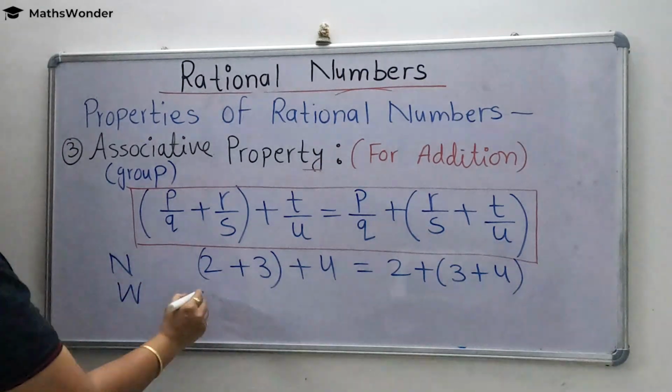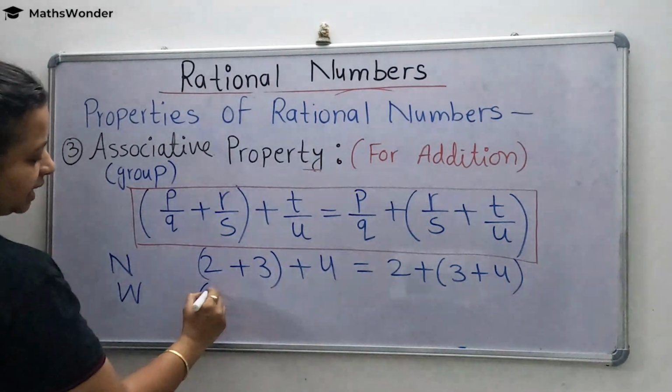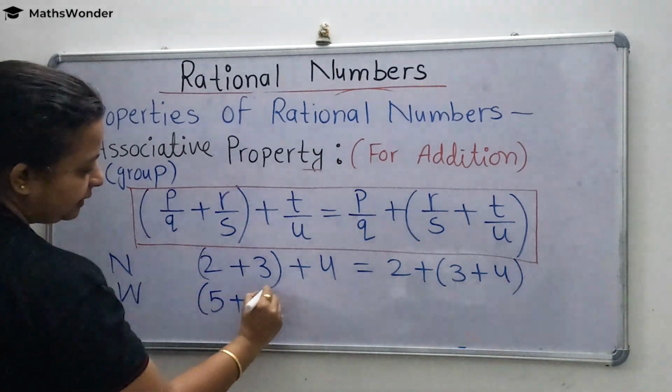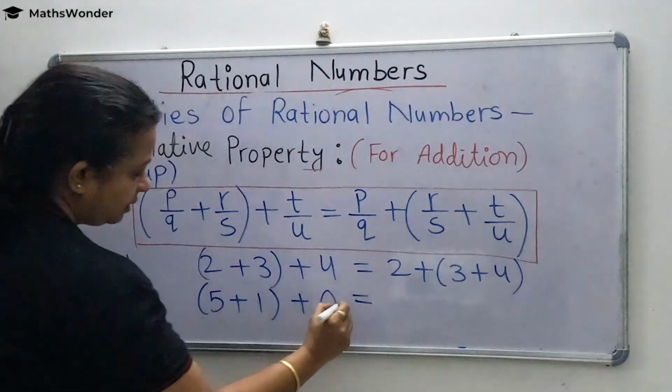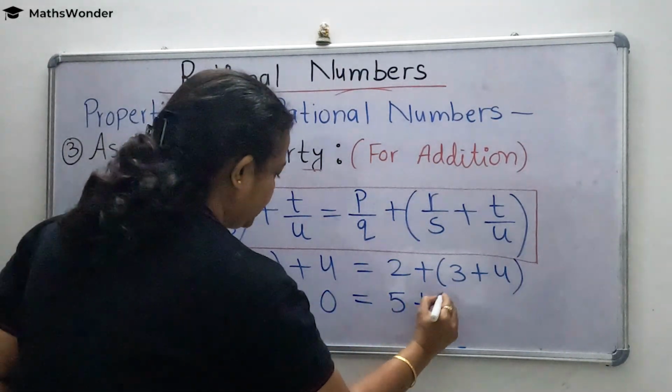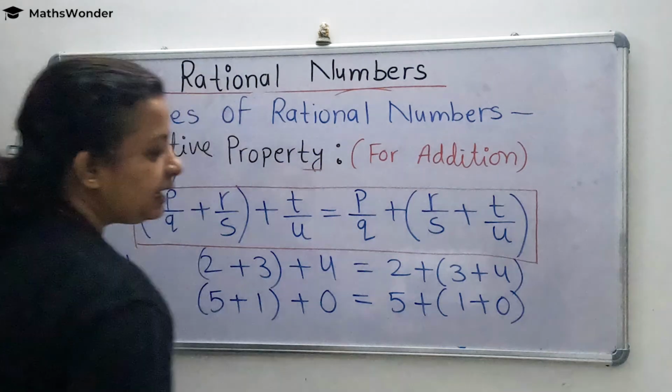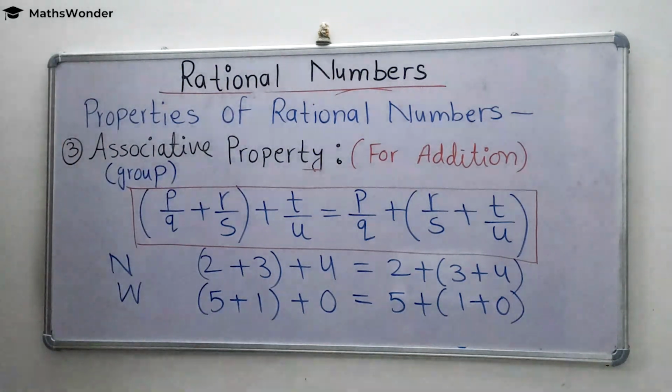Same if a whole number is here, any number: 5 plus 1 plus 0, and here 5 plus 1 plus 0. Homework after: if you solve it, you will get the same answer on both sides. Check. Will you get the same answer? Yes. Now come to the integers.